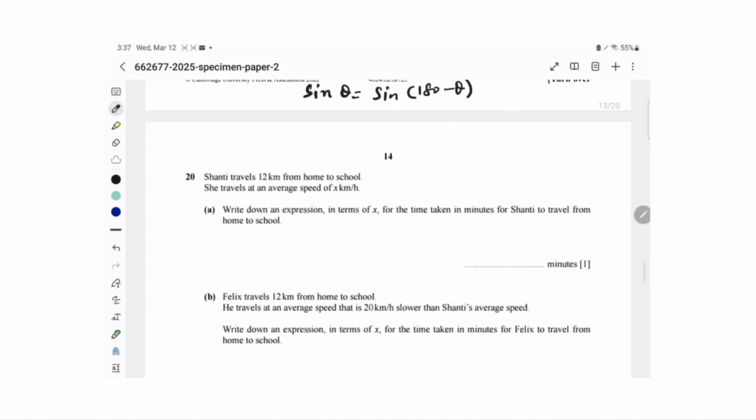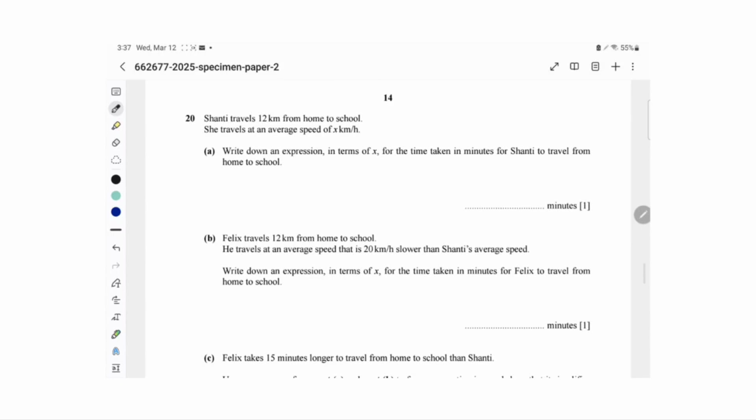Now come to question number 20. Shanti travels 12 kilometers from home to school at an average speed of x kilometers per hour. Speed is x and the distance is 12. Write down an expression in terms of x for the time taken in minutes for Shanti to travel from home to school. We know that time is equal to distance upon speed.